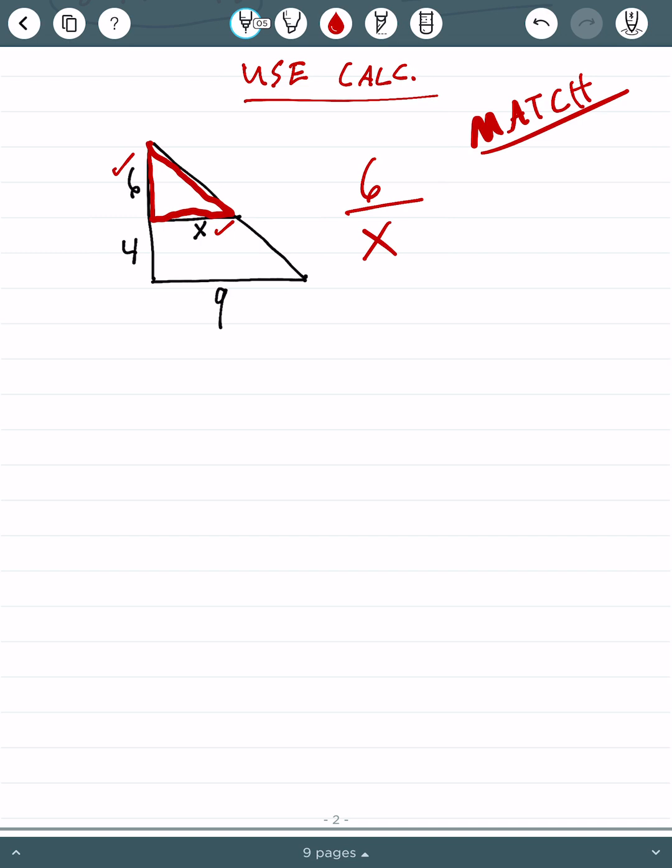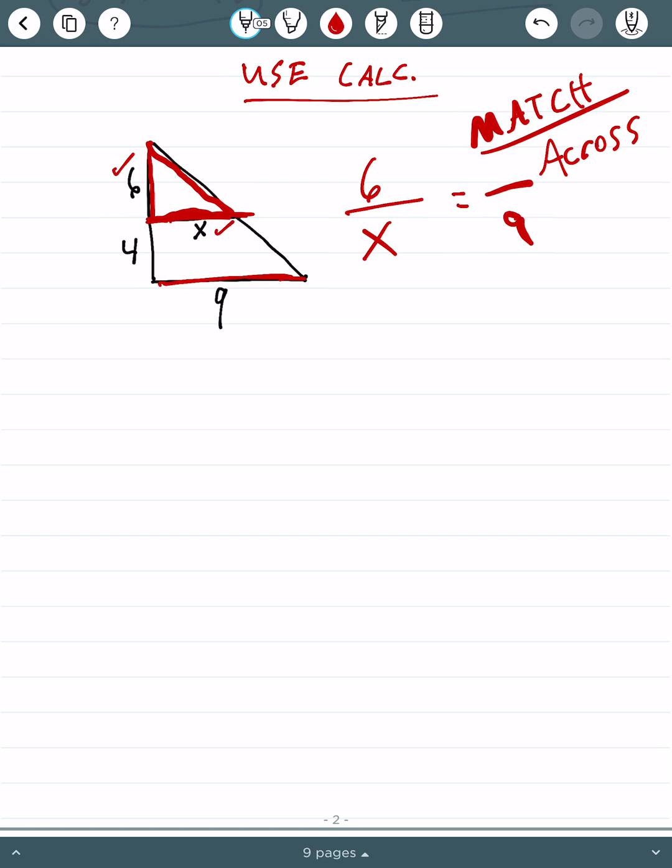So here's what that means. The left side goes across from the left side. The small left side goes across from the big left side. The small base goes across from the big base. They go across from each other, and that's something we've practiced before, okay? So I can clearly see that the base of the big triangle is 9. Here was the base of the little triangle. Those are matches. Those go across from each other.